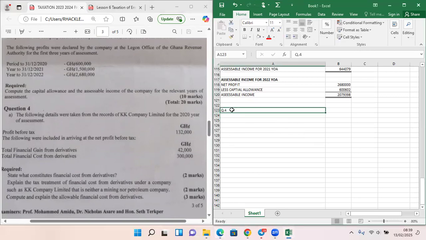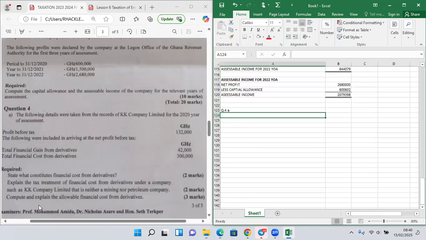So for A, what constitutes finance cost includes financial instruments price. It also includes commodity prices. It also includes foreign exchange rate index prices and also credit rating or credit index. So that is it for that one.